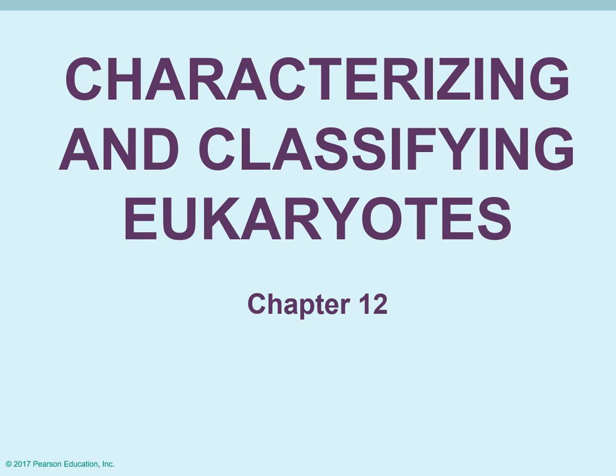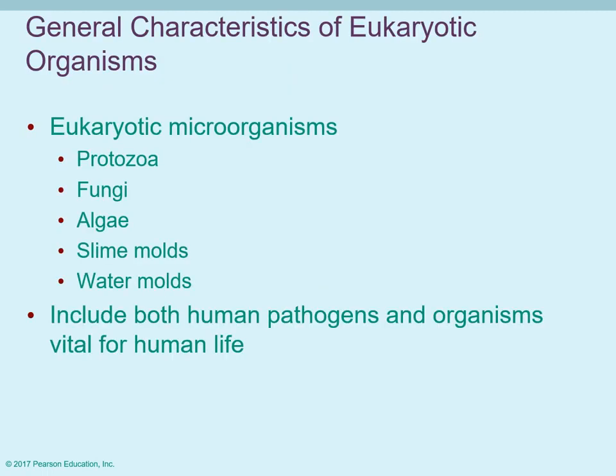This is chapter 12. It deals with the characterization and classification of eukaryotes. Now, those eukaryotic organisms that are microorganisms that we will be looking at, and they're always included in the general field of microbiology, are protozoans, fungi, algae, the slime molds, as well as the water molds. There are both human pathogens in here as well as some microorganisms that are necessary for human survival, for human life to occur.